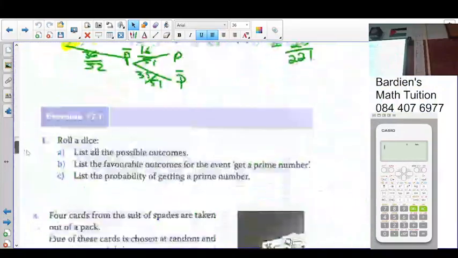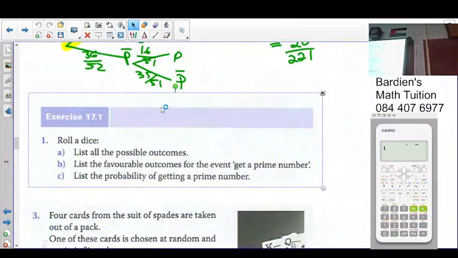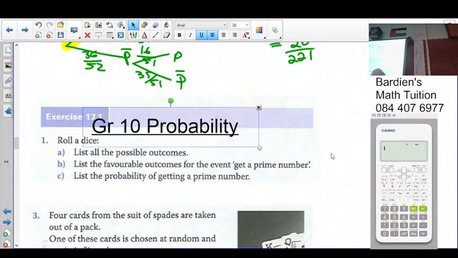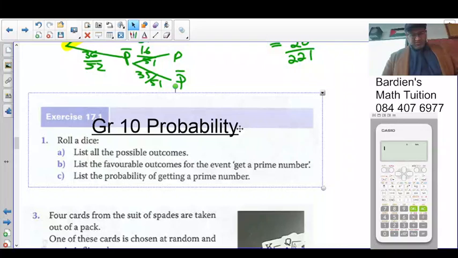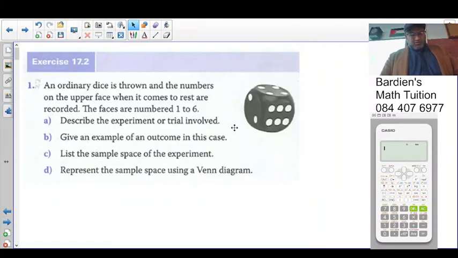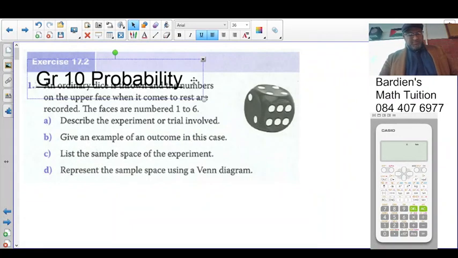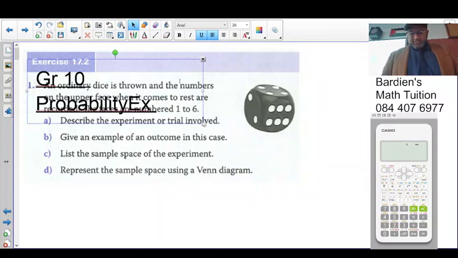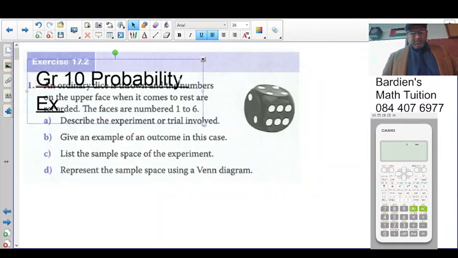17.1 is on page... So we are on lesson 2. This is for exercise 17.1. Okay.